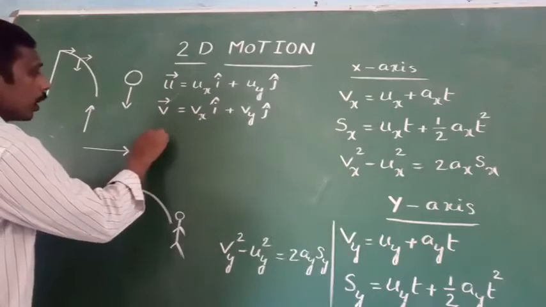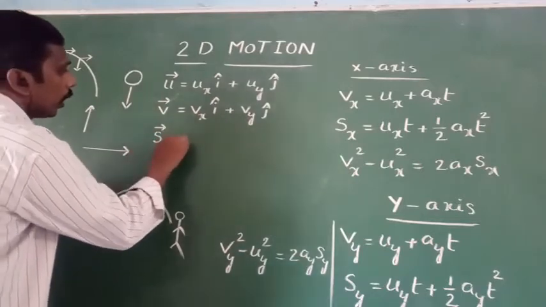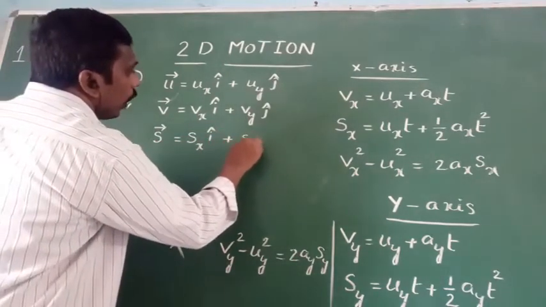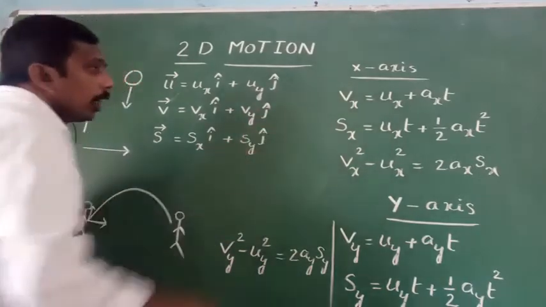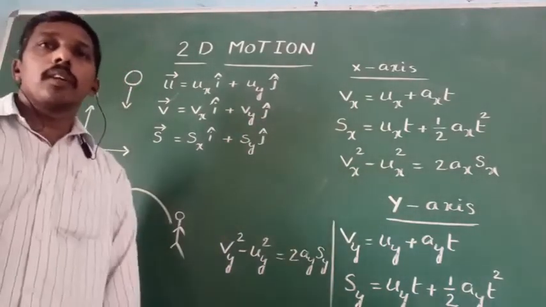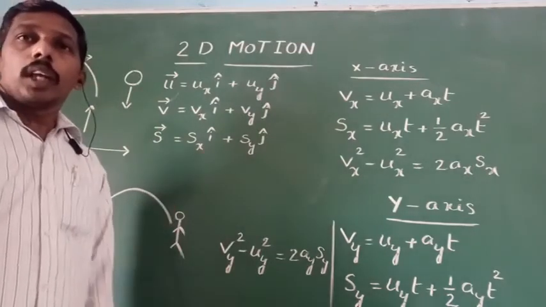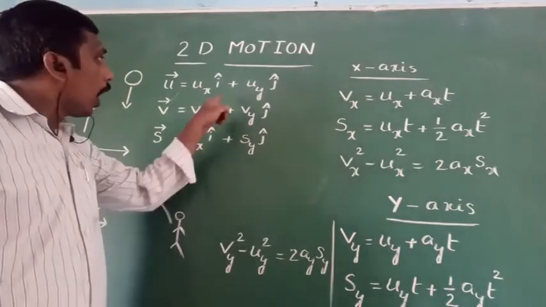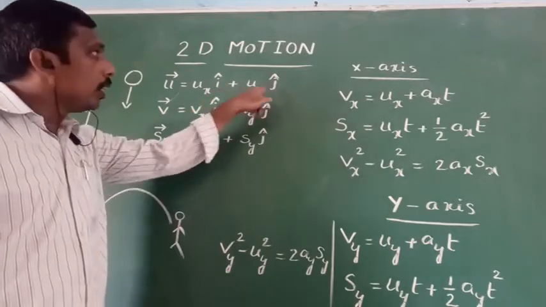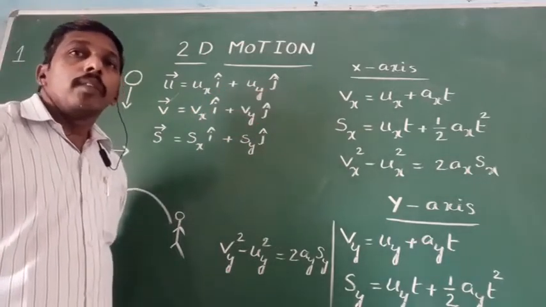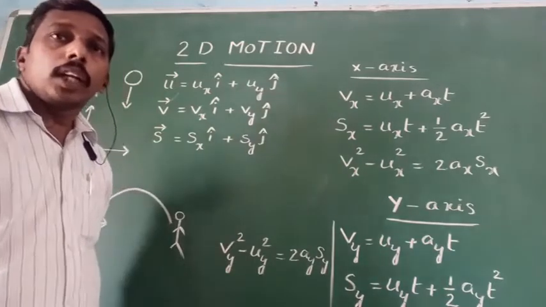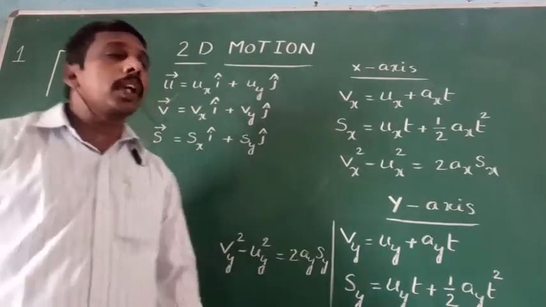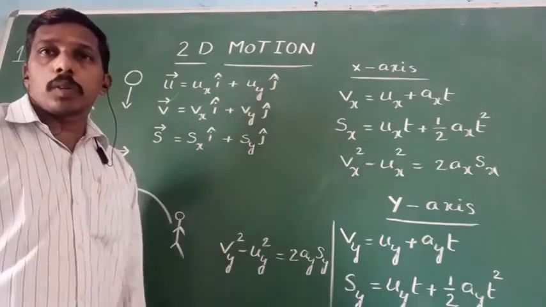Similarly, displacement in this condition is the displacement along the x direction times i cap plus the displacement along the y direction times j cap. Like this we can combine two directions by using vector notation. In vector notation, the positive direction is taken as positive, the negative direction as negative. i cap is the unit vector along the x axis, j cap is the unit vector along the y axis. Another unit vector is k cap, the unit vector along the z axis. Suppose the body travels in three directions, then we can use plus uz k cap also.